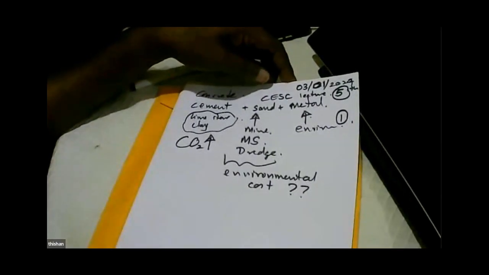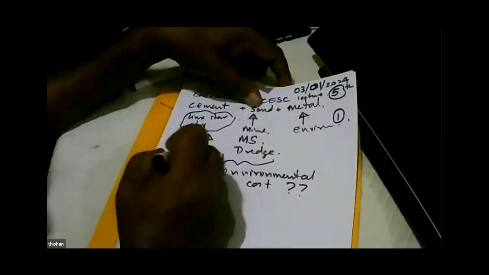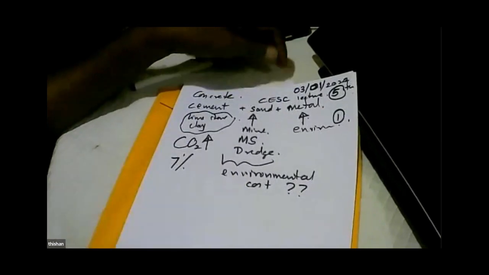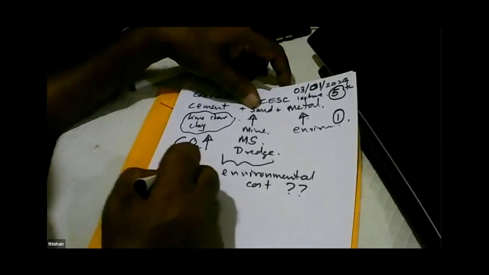So all these have environmental costs, huge environmental costs, because cement production is responsible for 7% of greenhouse gas emissions. Are we paying for this?